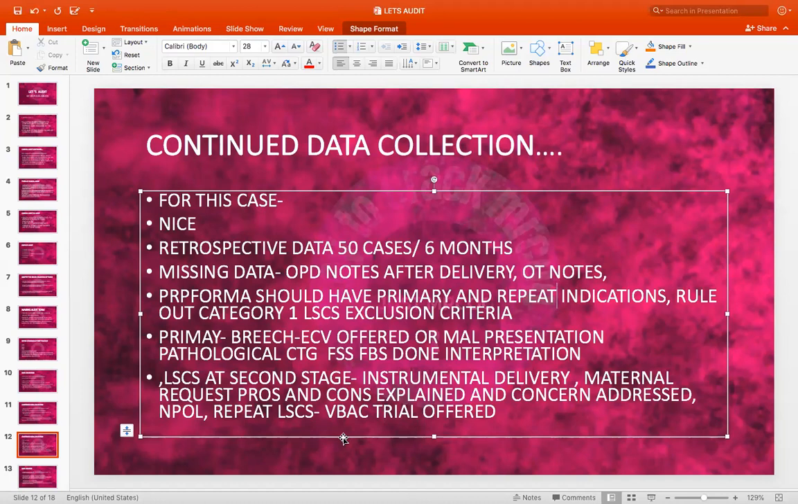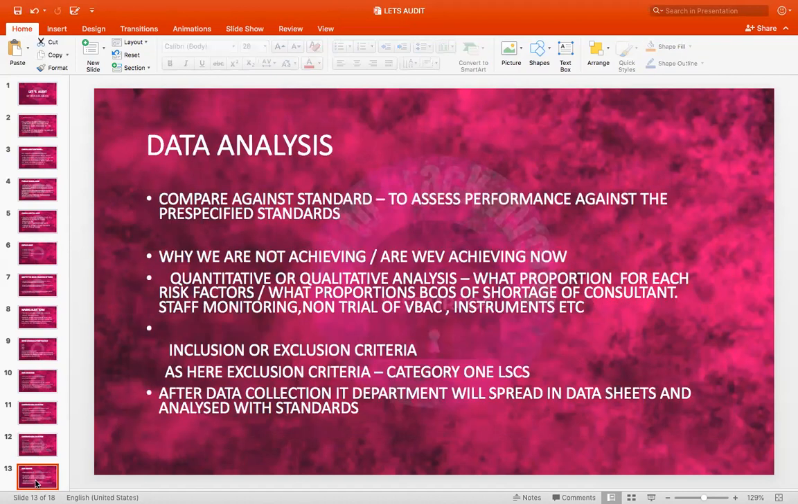In primary, I will take these as indications and how many cesareans were performed for each. So this is how you are going to collect the data. Now next is the data analysis.